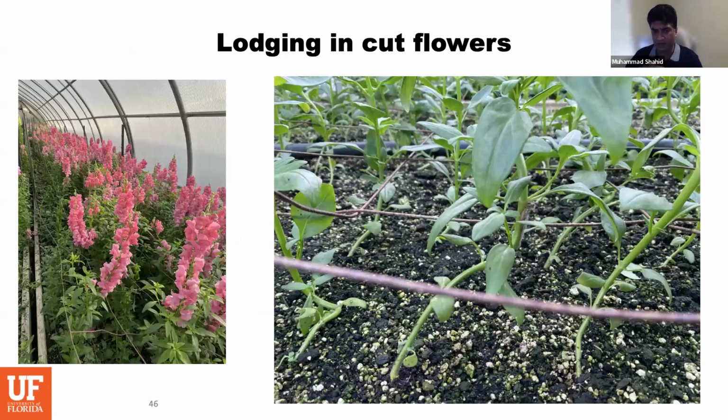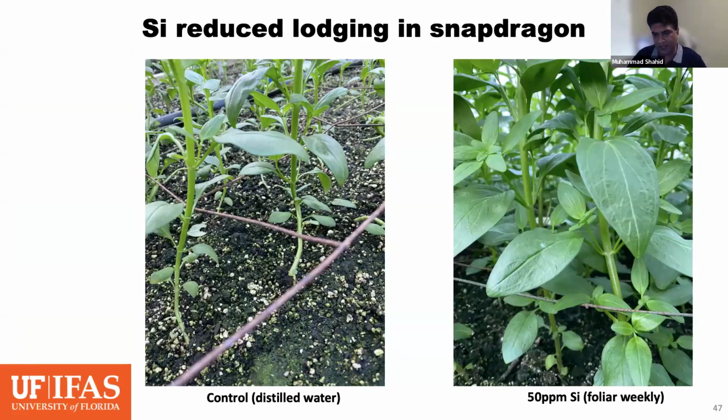We also worked with one of our growers on cut flowers. In cut flowers, they are having issues with stem bending and thin stems. It's snapdragons. So we applied 50 parts per million foliar weekly applications, and there was a reduction in bending and more thickness. Here is the control, which is thinner at the base, but when we applied silicon the plants were more lush green and healthier, with an increase in stem diameter, and that's the reason they had less lodging and less bending.